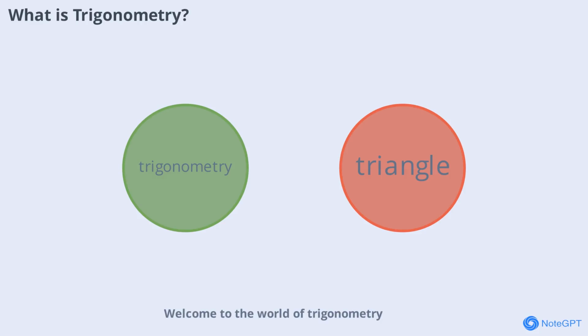Welcome to the world of trigonometry. Trigonometry is a branch of mathematics that deals with the relationship between the angles and sides of triangles, especially right-angled triangles. It's a fundamental topic that helps us understand shapes, patterns, and even the movement of waves. Whether you're looking at the height of a building or the distance across a river, trigonometry provides the tools to solve these problems. In this video, we'll break down the basics, explore key concepts, and show you how trigonometry is used in real life. Let's start by understanding what trigonometry really means and why it's so important.